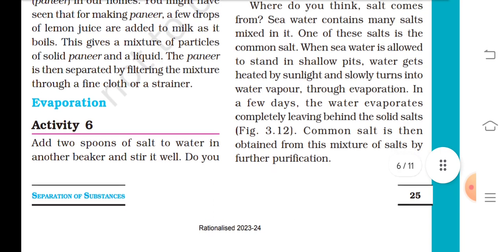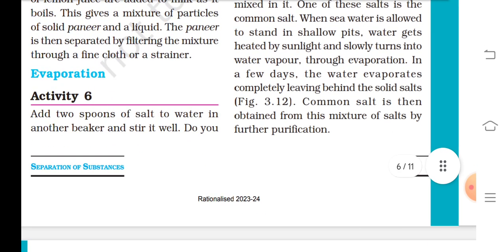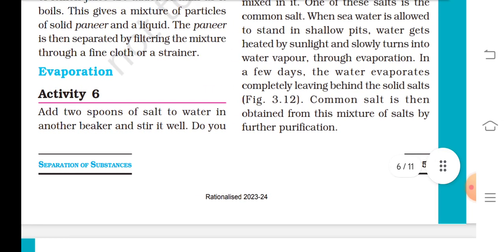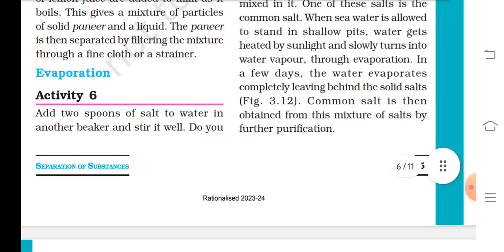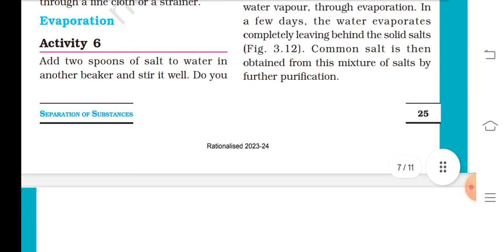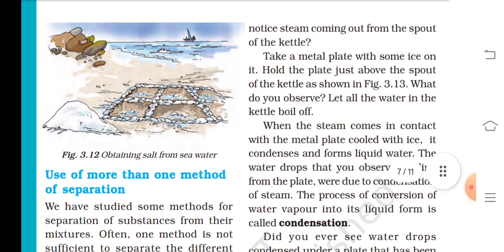One of these salts is the common salt, and when water is allowed to stand in shallow pits, the water gets heated by sunlight and slowly turns into water vapor. Through evaporation over a few days, the water evaporates completely, leaving behind the solid salt. Common salt is then obtained from this mixture of salts by further purification.